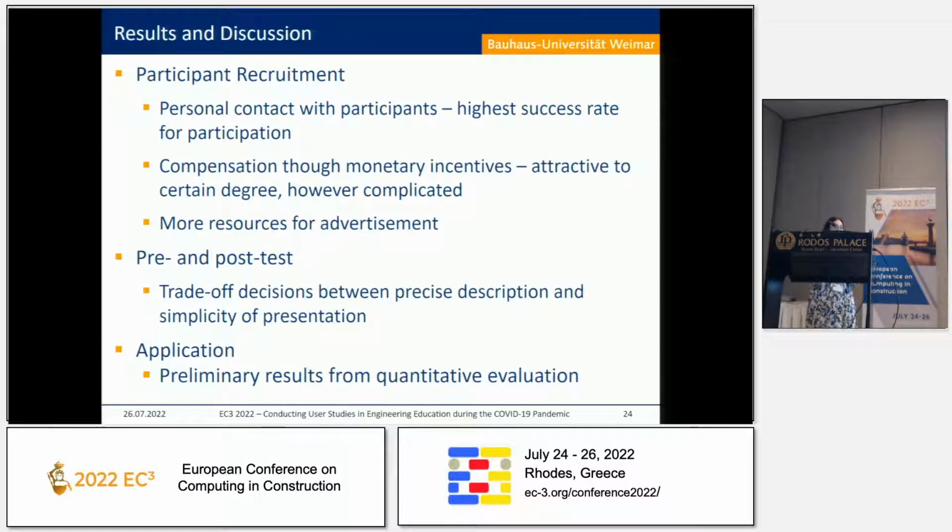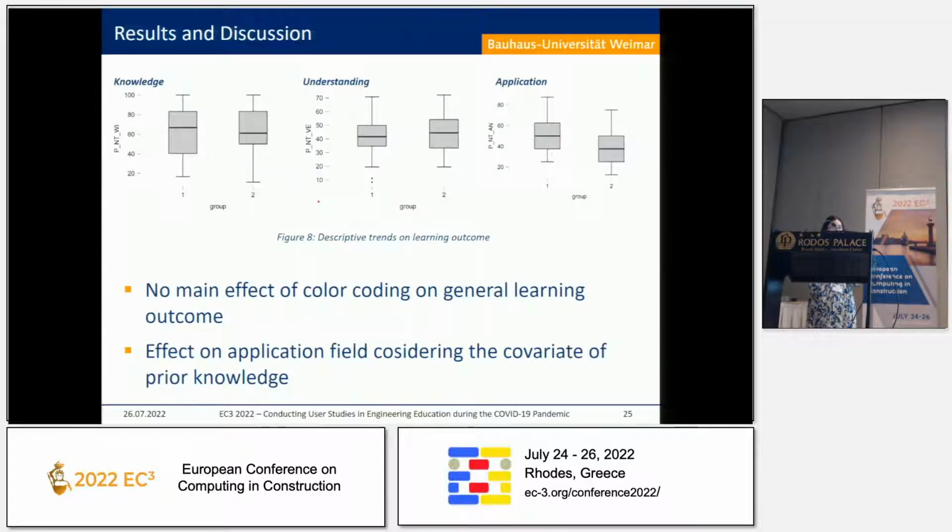We have some preliminary results from quantitative evaluation. What we saw in our first trial is that there is no main effect. Still looking at the original research question, there's no main effect of color coding on the general learning outcome. However, we can definitely see some effects on the field of application when you consider the covariate of prior knowledge.